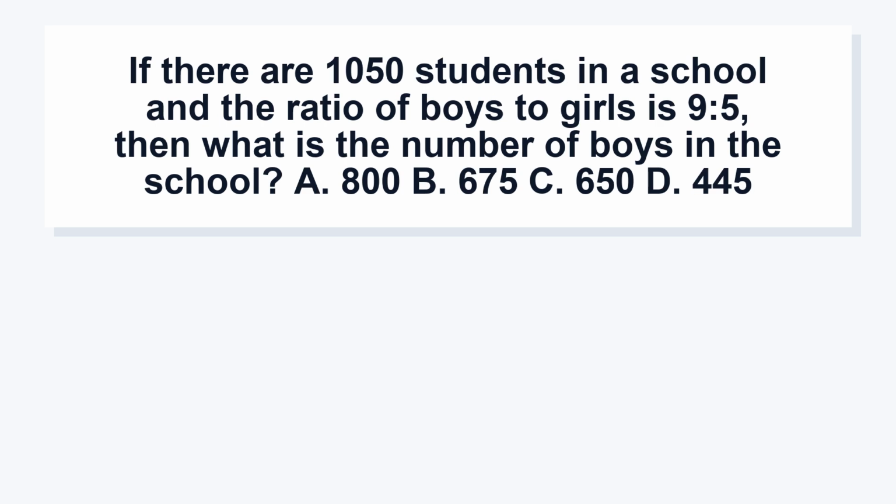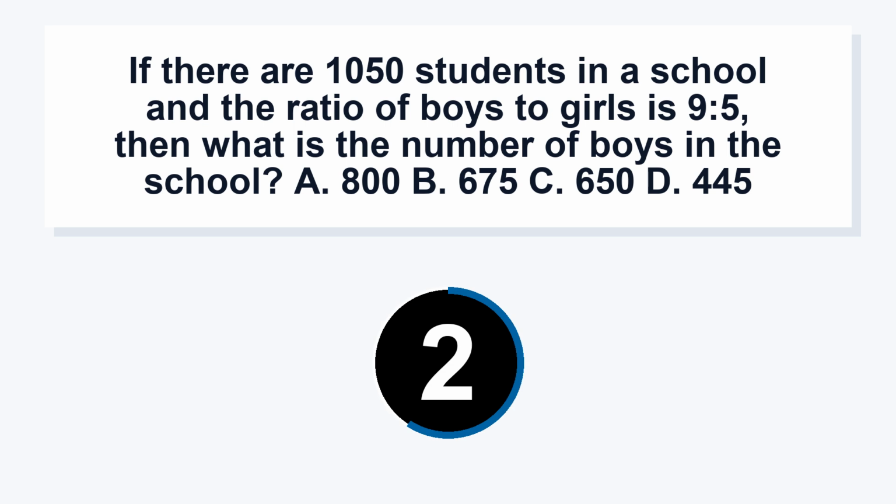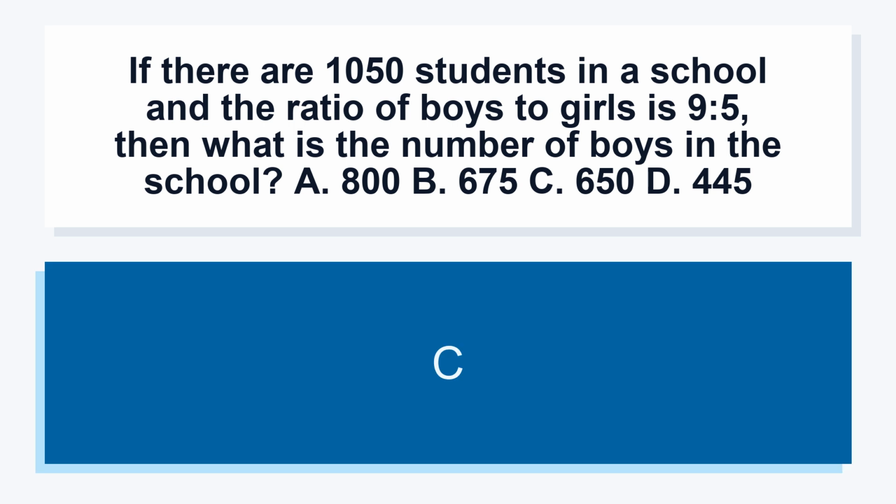If there are 1,050 students in a school and the ratio of boys to girls is 9 to 5, then what is the number of boys in the school? A. 800. B. 675. C. 650. D. 445. C.